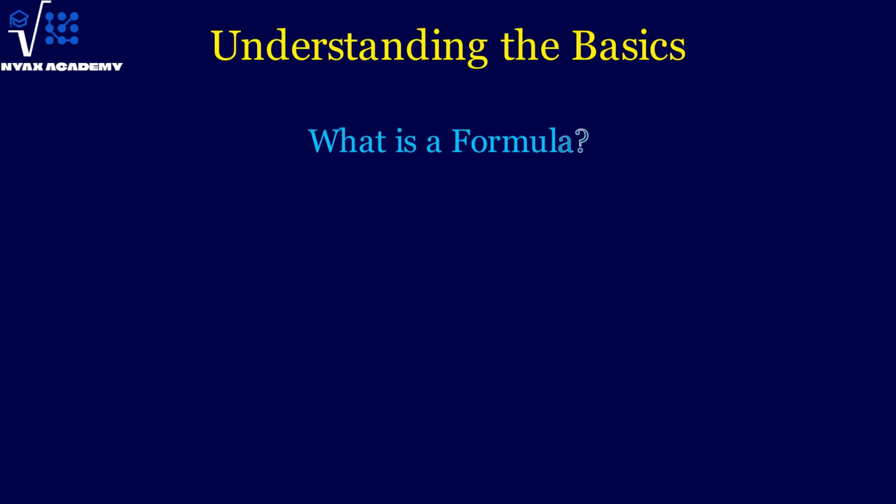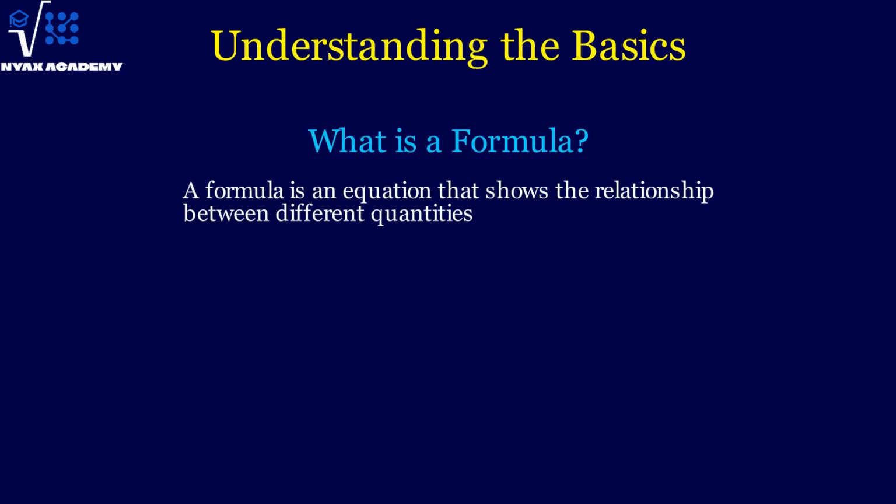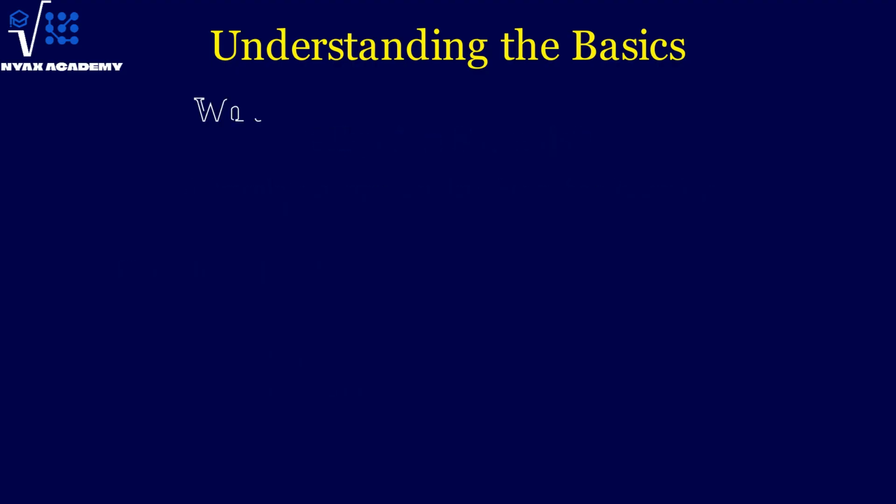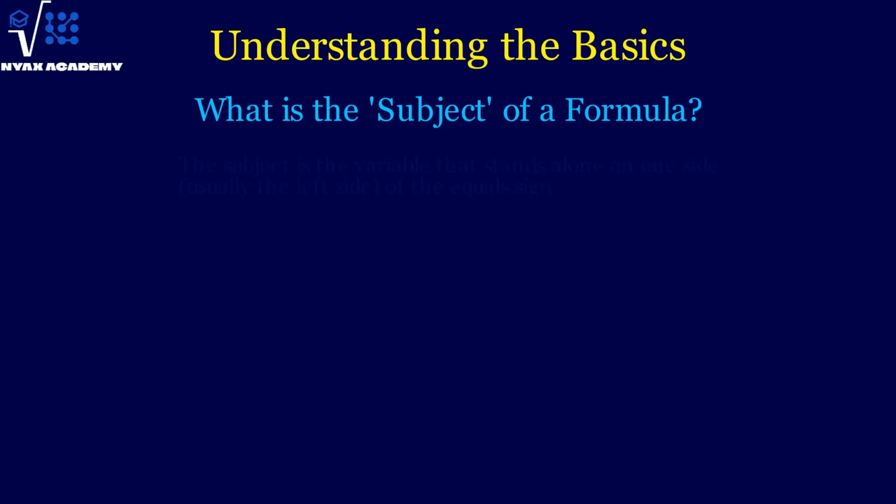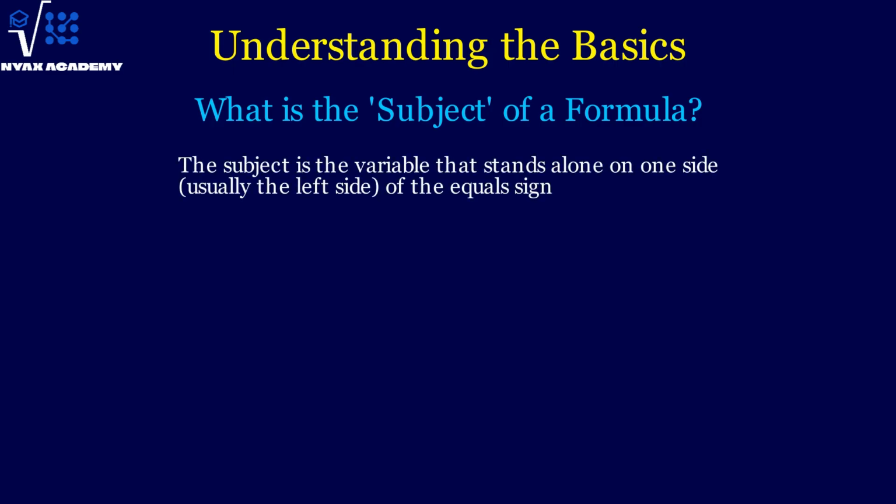Let's start by understanding the basics. What is a formula? A formula is an equation that shows the relationship between different quantities. For example, area is equal to length times width. Now, what is the subject of a formula? This is when a variable stands alone on one side, usually the left side of the equal sign. For example, area is equal to length times width. Here, area is the subject.